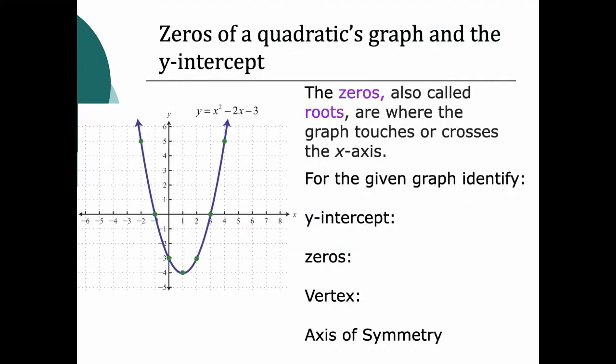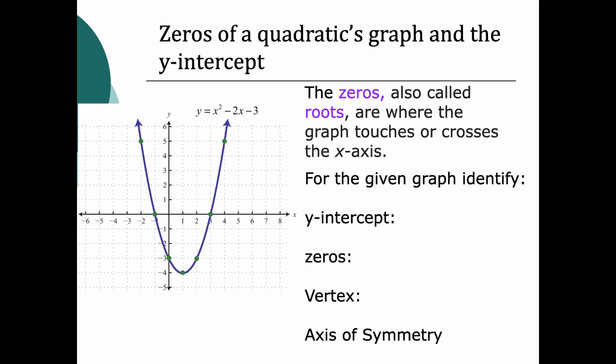The last thing we're going to talk about are the zeros of a quadratic graph and the y-intercept. The zeros, also called roots, are where the graph touches or crosses the x-axis. We've talked about zeros earlier this year. We did it back in chapter 4, chapter 5, where we found zeros.